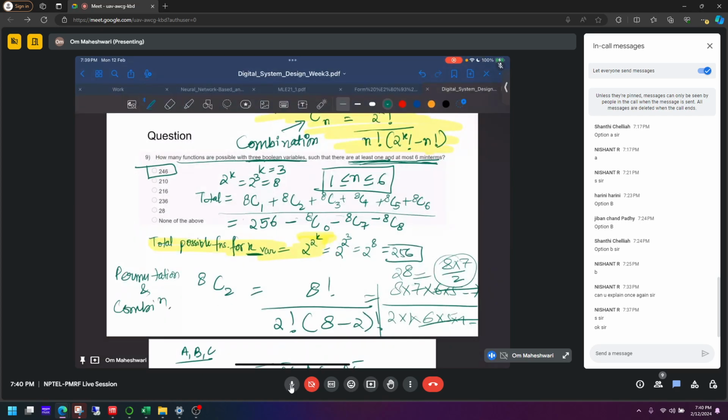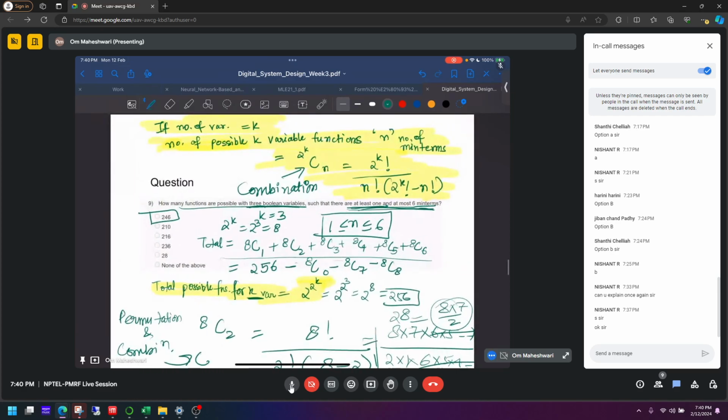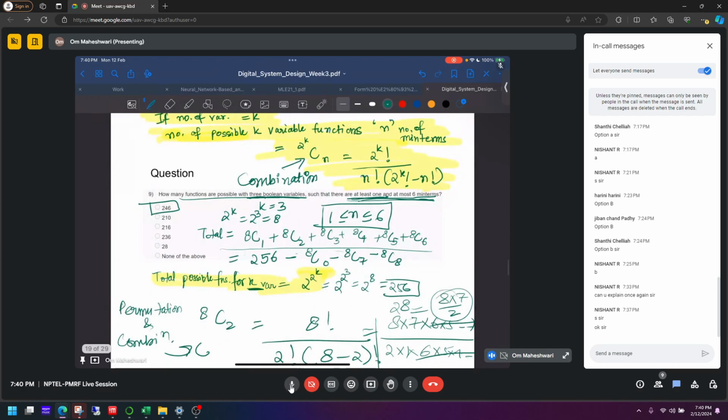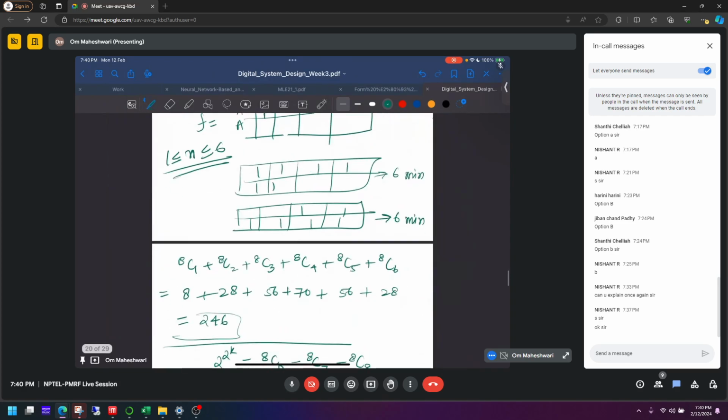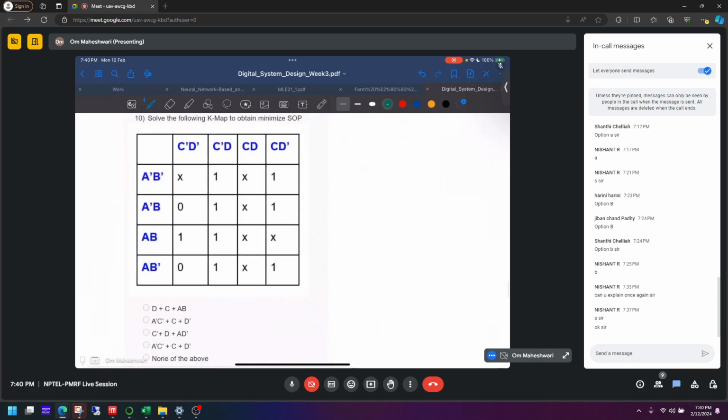So this C is combination. If it's not clear, I suggest you just Google it. What is permutation and combination? You will get more clarity on this. Okay. So next question is again K-map.